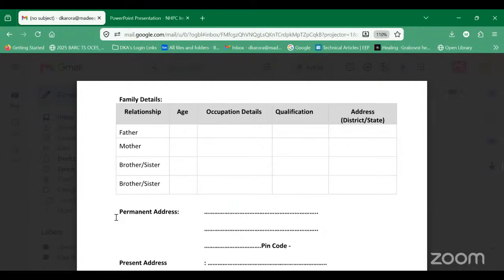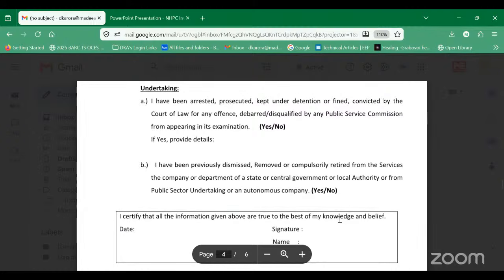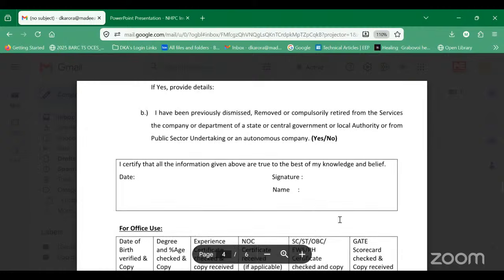Then the family details, father. Names are not asked. Age, occupation, if he's working, you write working in private sector or working in government, his qualification, as the case may be, and address, district or state जिसमें वो रहते हैं. Same thing for mother and your siblings. Permanent address, again with pin code, present address with pin code. Undertaking, obviously, it has to be no only, otherwise you are not going to be in the race at all. Certify that the information given is true to the best of my knowledge and belief.